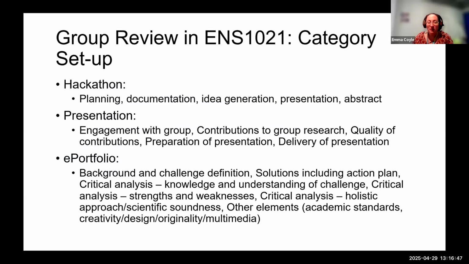Learning from the other module, we added additional granularity to the scale. So for the hackathon, we talked about planning, documentation, ideas, presentation, and abstract. So it allowed that students could divide their tasks. Similarly, the presentation, I had the original criteria from the other one, engagement, contribution, and quality, but also then specifically preparing or delivering the presentation. And in the e-portfolio, we mapped it directly to the rubric. So each of the criteria were a part of the rubric. So if students divided the e-portfolio work based on the rubric, the review could reflect that.